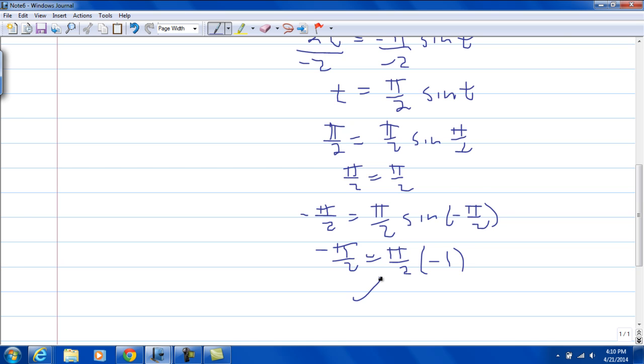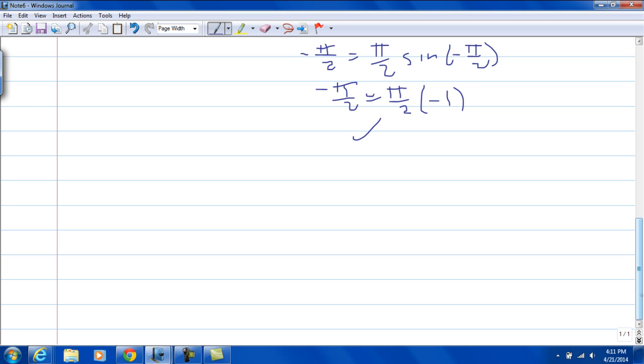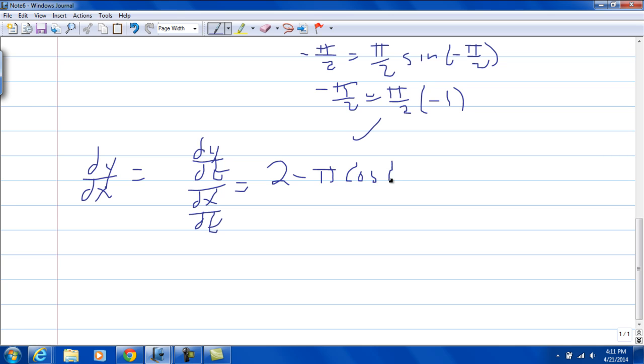Okay, so we follow this process again. We're trying to find dy/dx, and that's going to be dy/dt over dx/dt. And our dy/dt, the derivative of y with respect to t, is going to be 2 minus pi cosine t. And the derivative of x, the derivative of cosine is going to be negative sine, so it's going to be pi sine t.